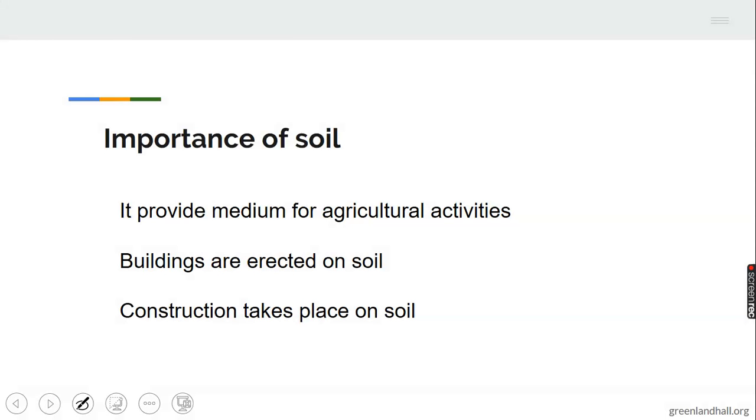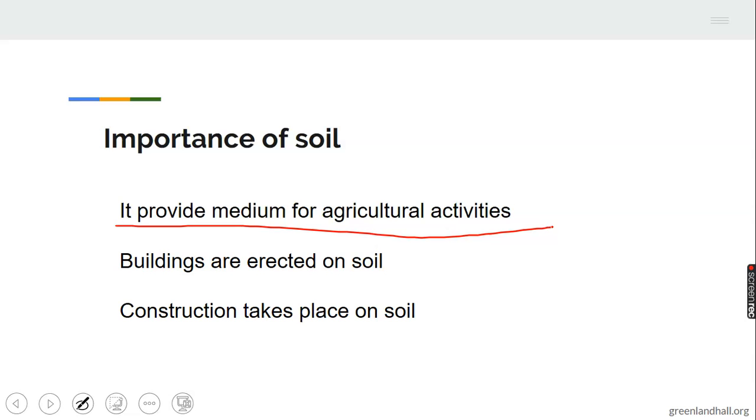Importance of soil to man. Number 1, it provides a medium for agricultural activities. All agricultural activity takes place on soil. Cultivation is carried out on soil. Growth of crops takes place on soil. Let's take note of that. It is the soil that provides nutrients for plant growth.